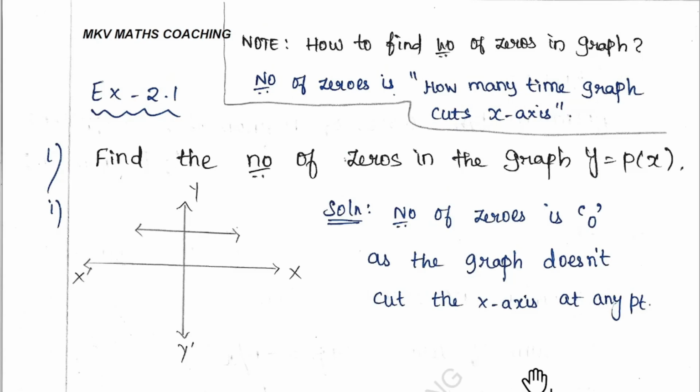Hi students, today we are going to start with exercise 2.1 in the polynomial chapter. To get the complete concept on polynomials, kindly check my previous videos. In this exercise, we are going to find the number of zeros in every graph they have given.